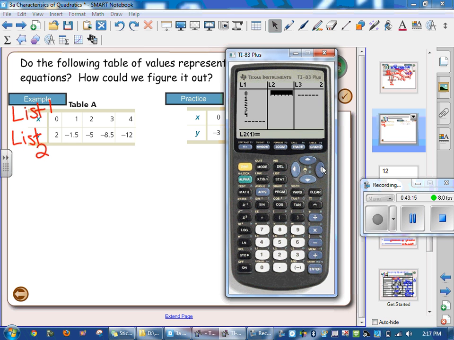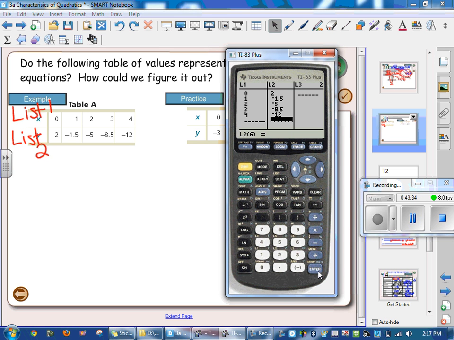Now we've got our data in our lists. We want to take a look and see what kind of graph we have. So we're going to go to our scatter plot. Everybody take a look above their y equals in their calculator. You're going to see a yellow word, depending on which calculator you have, whether it's yellow or maybe green or blue. This one says stat plot. This is where we get a scatter plot of our graph.